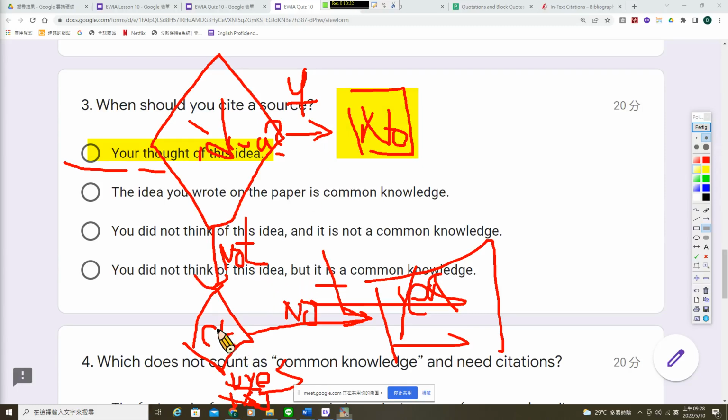That is, if this is common knowledge. So if what you wrote on paper is common knowledge, of course you do not have to cite, right? Okay. And if you did not think about this idea, but it is common knowledge, you don't have to. But how about this one? You did not think about this idea, and it's not common knowledge. So basically, you have to cite this one. So be careful with this one. Whatever you're trying to do, don't steal other people's ideas and treat them as yours. It's a matter of plagiarism.